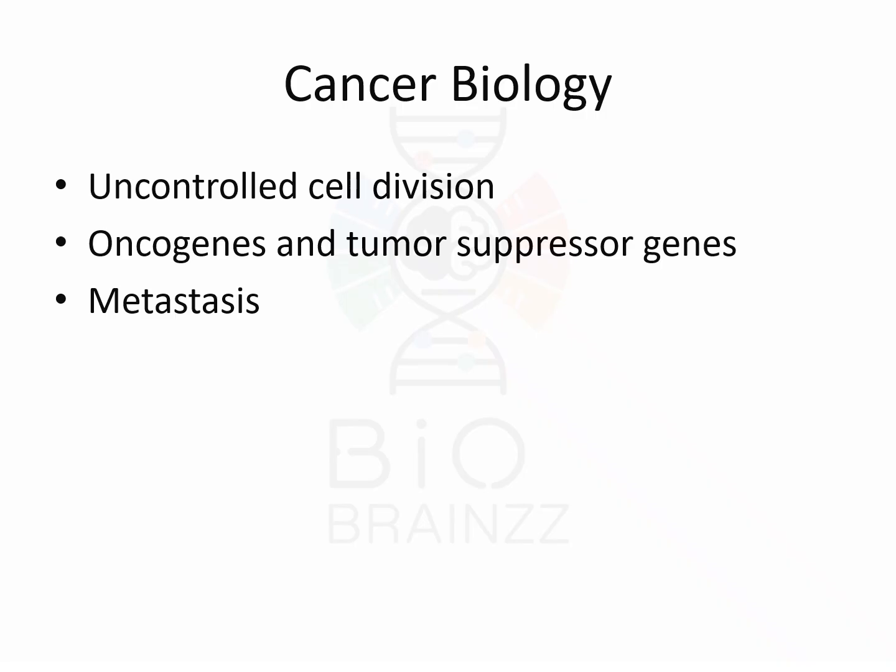Cancer is characterized by uncontrolled cell division resulting from mutations in genes that regulate cell growth. These mutations often affect oncogenes and tumor suppressor genes, disrupting normal cell cycle control. Cancer cells may also acquire the ability to invade surrounding tissues and spread to other parts of the body through metastasis. Understanding these molecular mechanisms is essential for developing effective cancer treatments.